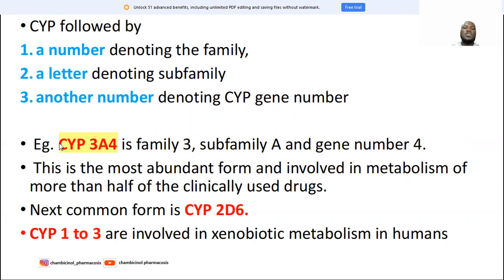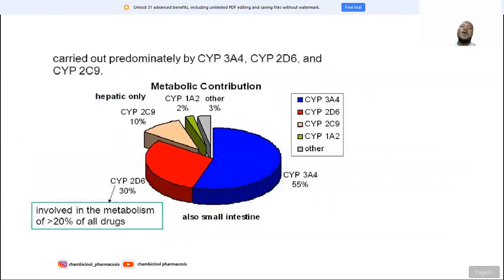For example, as I've shown, one of the cytochrome enzymes is CYP3A4. This belongs to family number 3, subfamily A, and gene number 4. This will be applied also for CYP2D6, and also for CYP2C9, the same applies. Among those more than 20 families, it is only cytochrome 1 to 4 that are involved in the metabolism of xenobiotics in humans. By understanding that, we have to know which cytochrome enzymes are involved in metabolism of the majority of the drugs. As I said, it's family 1 up to 3.